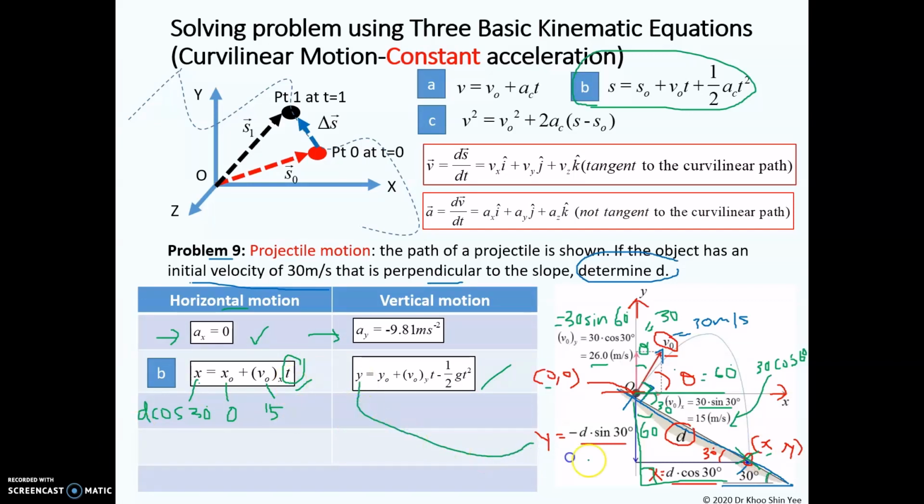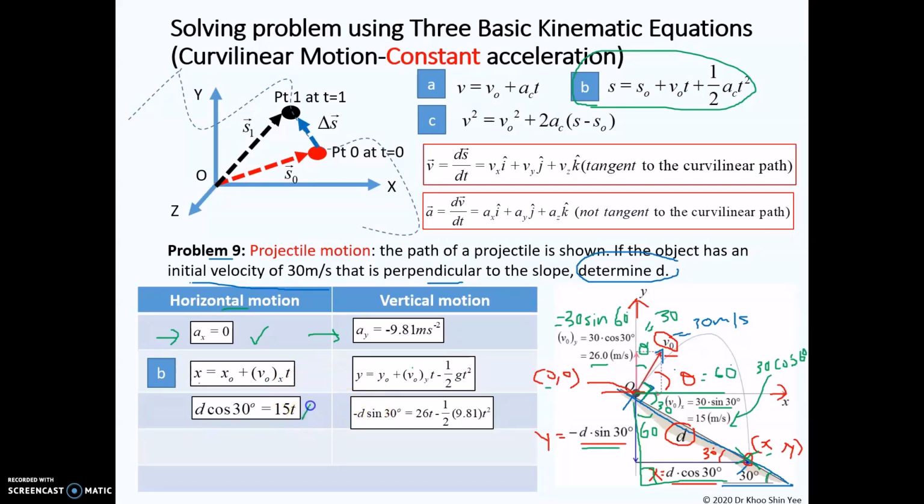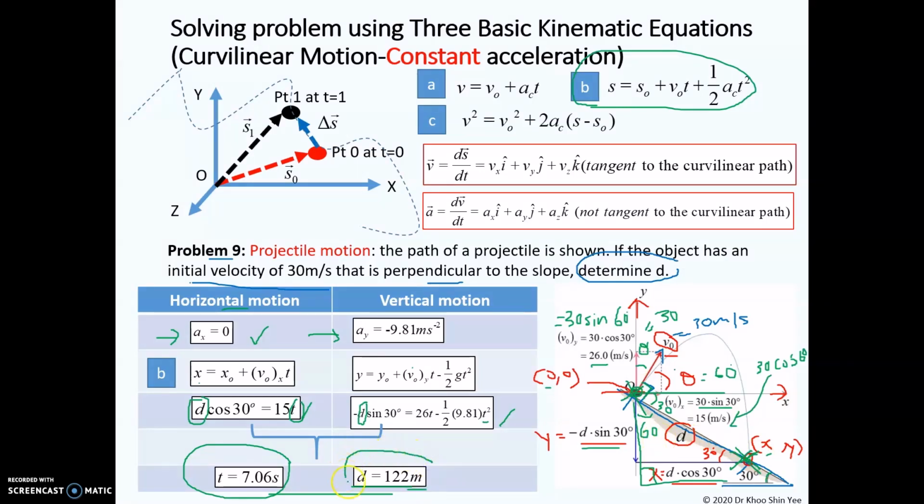So for the y information, you can obtain from here negative d sin 30. For the initial displacement, it will be equal to 0. And then the initial velocity will be equal to 26. g is 9.81. After substituting all the parameters, you should be able to obtain these two equations. And you have d unknown and t unknown. By solving these two equations, you should obtain this answer. So the time taken for the ball to hit the ground here is equal to 7.06 seconds, and the displacement from the origin position to the final point here is equal to 122 meters.